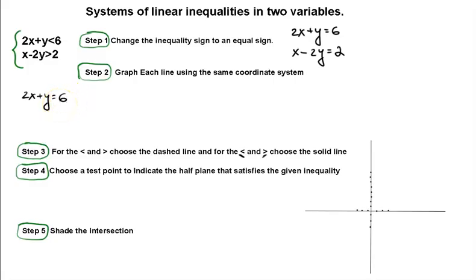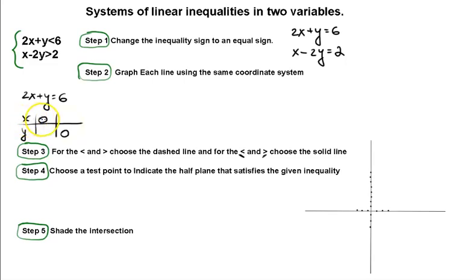Because it's written in standard form, recall the standard form, ax plus by equals c. The easiest way to graph the line, in my opinion, is to use the intercept points. So I will be using the intercept points: when x equals 0, I'll find y, and when y equals 0, I'll find x.